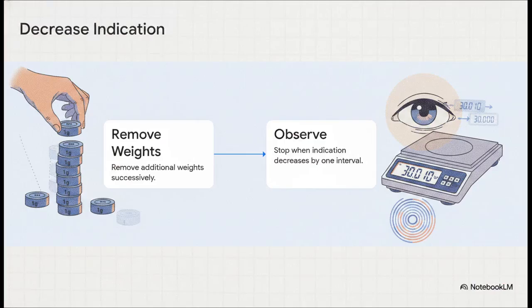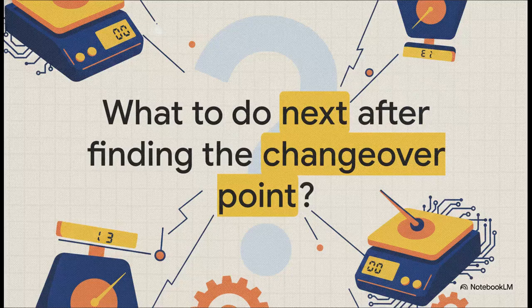Now for the delicate part. Watch closely as we start taking off those 1-gram weights. We don't just grab a handful, we remove them one by one. We're keeping our eyes locked on that digital display. We are waiting for the exact moment the indication unmistakably drops by a single 10-gram interval, say going from 30.010 down to 30.000. The absolute second it drops, we stop immediately. Bam! We found our changeover point. We've perfectly isolated that exact breaking point where the scale is balancing between 2 digits.